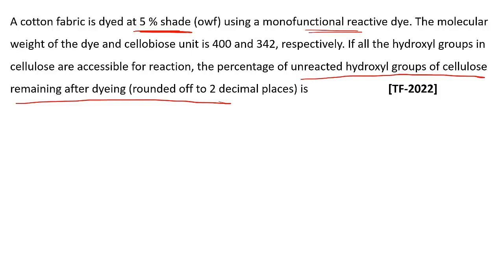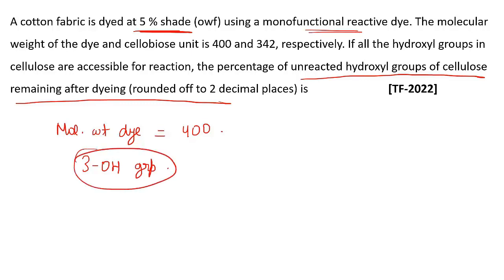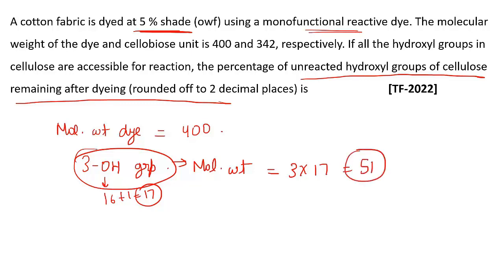So what is given is that the molecular weight of the dye is 400, and the number of hydroxyl groups in a cellulose unit is 3 OH groups. So the molecular weight of OH is 16 for oxygen plus 1 for hydrogen, which is 17. So for 3 OH groups, 3 into 17 is 51.